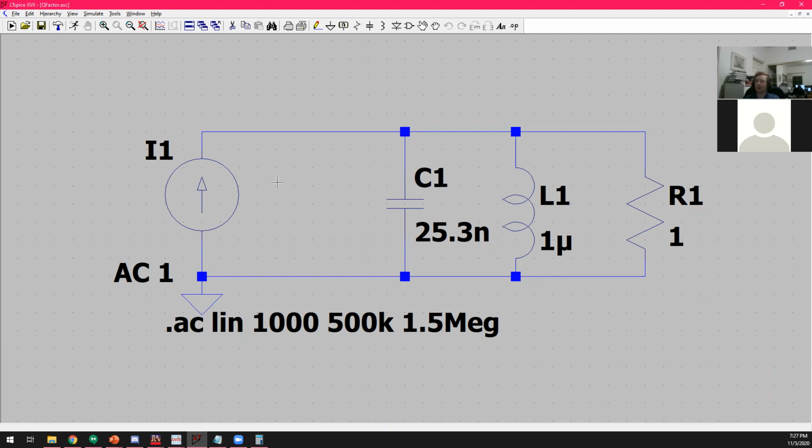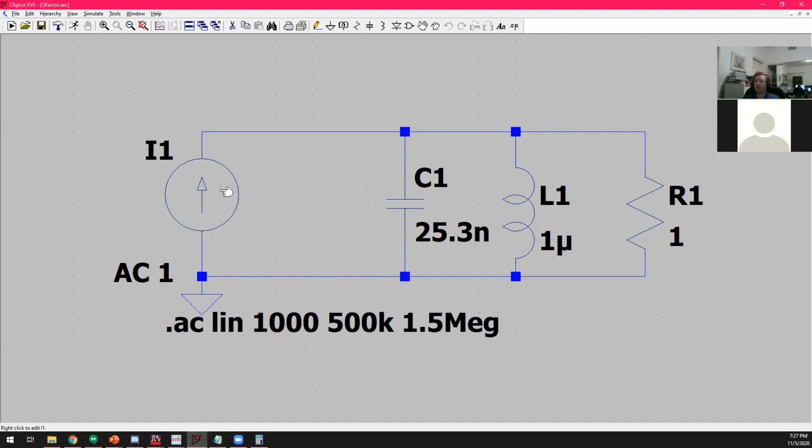So at 1 megahertz, can someone say what the resistance is looking into this LC tank? Remember that parallel LCs become infinite resistance at their resonant frequency. So, just 1 ohm. Yeah, exactly. We have infinite resistance in parallel with 1 ohm, and that gives you 1 ohm.